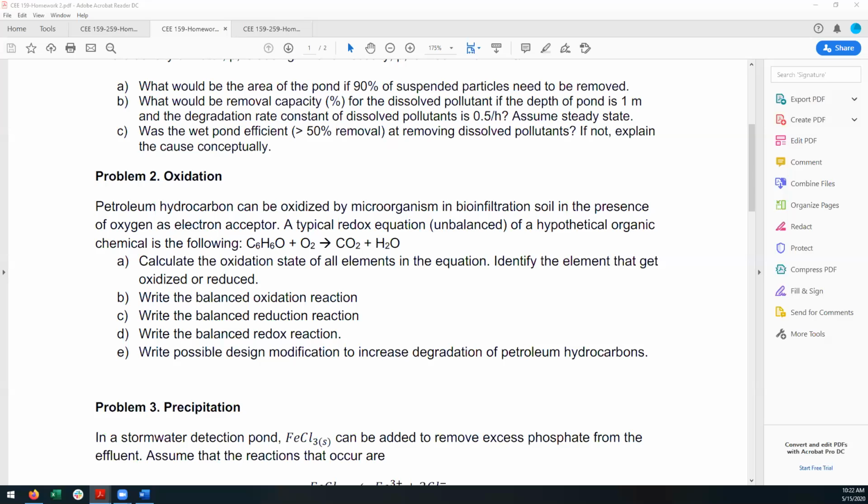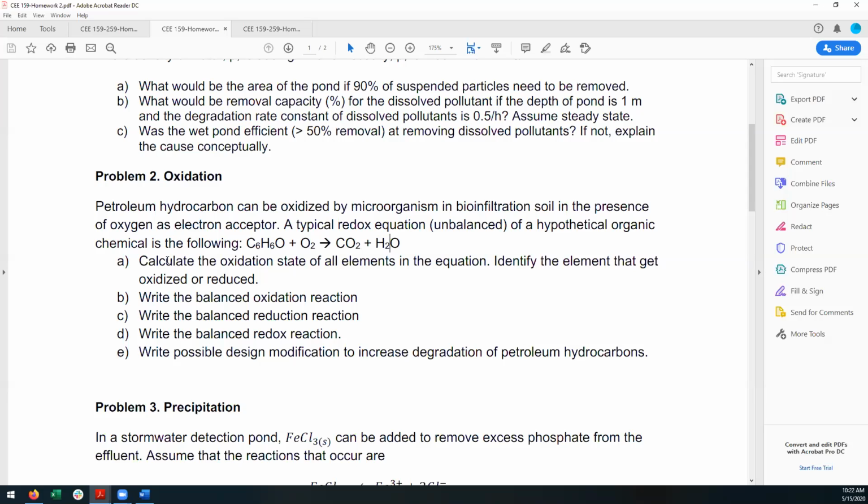All right, so homework 2, problem 2, it's about oxidation. Petroleum hydrocarbon can be oxidized by microorganisms in biofiltration soil in the presence of oxygen as electron acceptor. A typical redox equation of a hypothetical organic chemical is the following. So we have our hydrocarbon here, we have oxygen on one side, and as products we have CO2 and water.